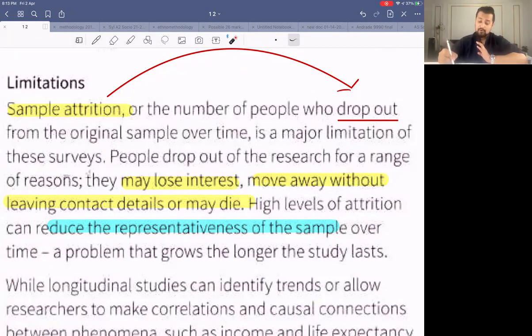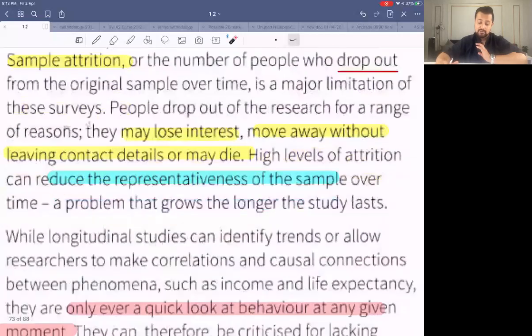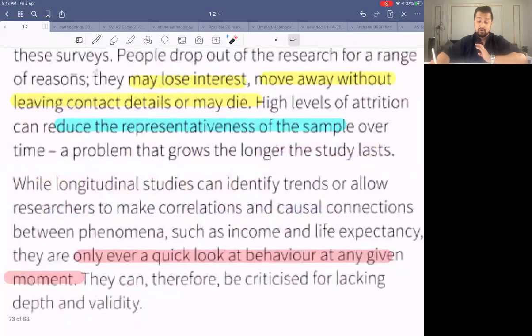It's a problem that gets worse the longer the study lasts. In the first year you had 100 people, in the second year 97 were left, in the third year 87, in the fourth year 62, and so on. While longitudinal studies can identify trends or allow researchers to make correlations and causal connections between phenomena such as income and life expectancy, they offer only ever a quick look at behavior at any given moment.